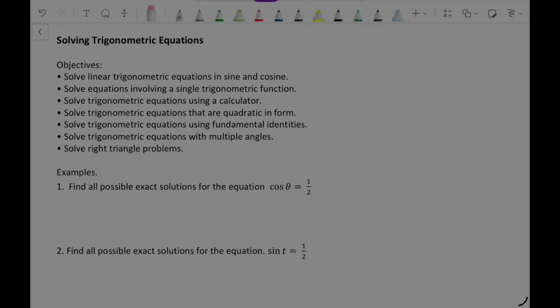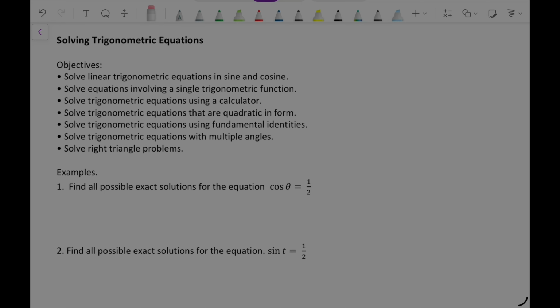We're going to look at solving trigonometric equations here in this section. Chances are this will be a multi-video section because there's lots of different styles, lots of different types, lots of variation when it comes to solving trig equations. And my personal opinion is it's one of the most important things to learn in a trigonometry class, okay?